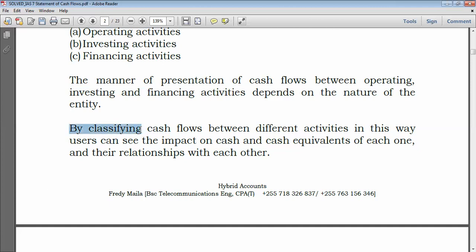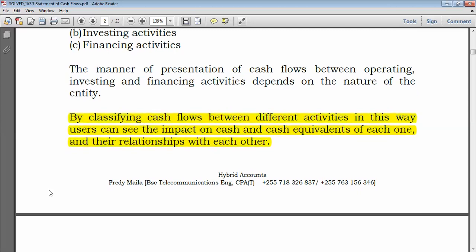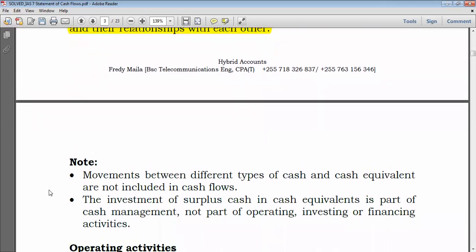So we say by classifying cash flows between different activities in this way, users can see the impact on cash and cash equivalents of each one and their relationships with each other. Actually, we'll see this when solving questions, so don't worry at all for now. So let's finish up.